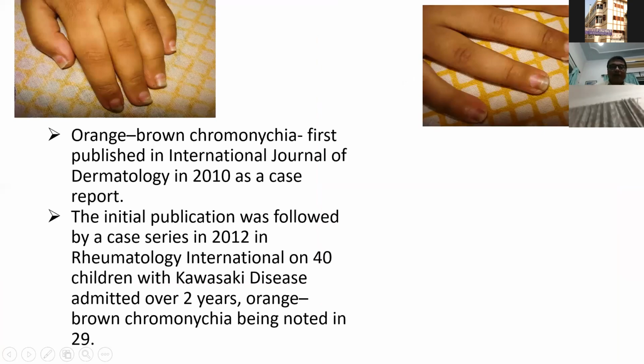This was a change in the nails that we had originally described. It was first published in the International Journal of Dermatology in 2010. So this coloration of the nails, this orange-brown pigmentation over the nails, was something which we came across. We didn't know what the cause was. You can see almost as if someone has applied mehendi over here. In fact, that was the first question I asked the patient: did you apply mehendi? The answer was no. So we were a little confused about what it was.